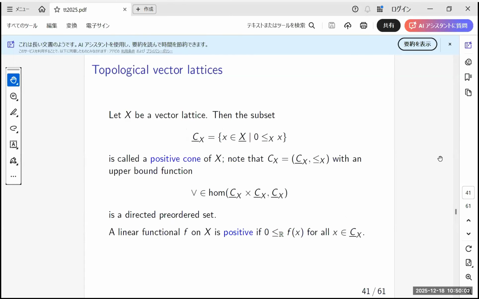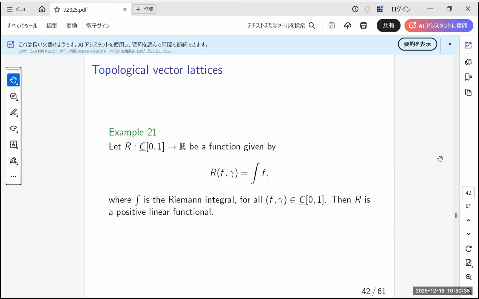And the subset of a vector lattice consisting of positive elements is called a positive cone. And the positive cone is a directed preorder set with upper bound function join. And a linear functional is positive if f(x) is positive for all x in the positive cone.